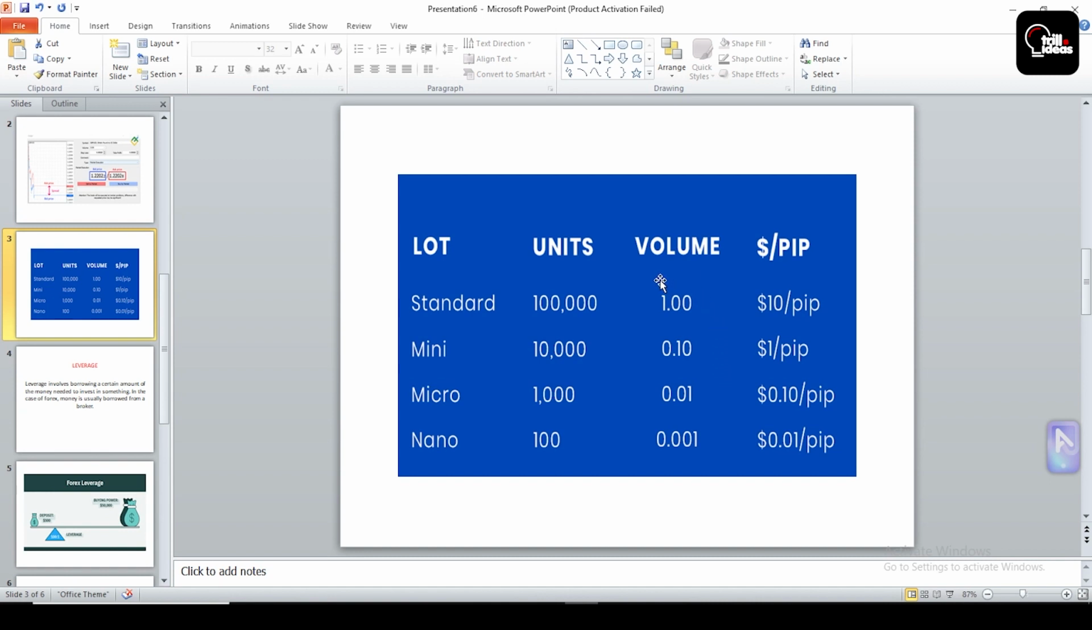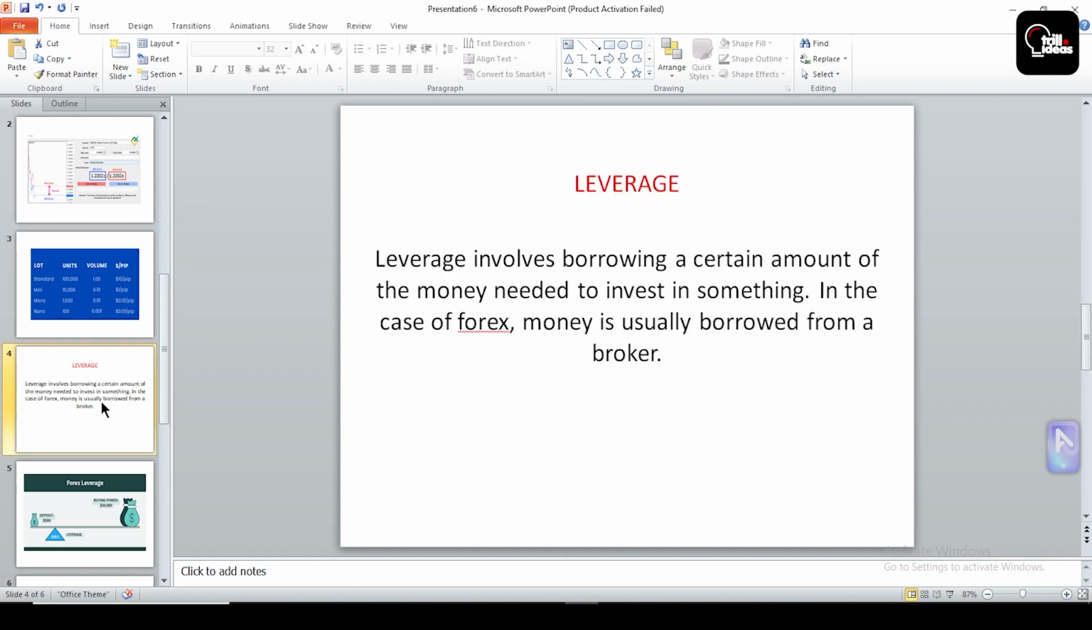So it is very important, even while placing a trade with volume, for you to select a leverage that suits you. So what is leverage? Leverage involves borrowing a certain amount of the money needed to invest in something. Generally, leverage involves borrowing a certain amount to invest in a particular thing you want to invest in, but in the case of Forex, money is usually borrowed from a broker. So that was why when we were creating a brokerage firm account in the previous video I made, I selected a lower leverage, because the higher your leverage, the higher the profit you can make. Same as if the trade is going against you, the higher the loss you can also encounter.